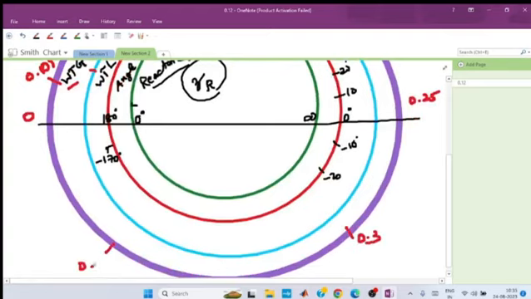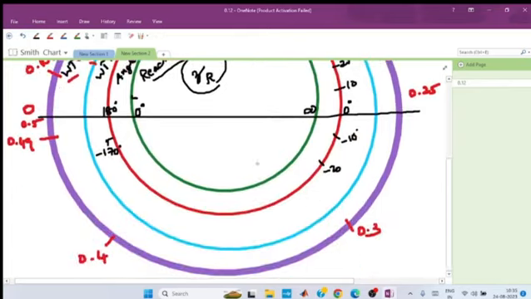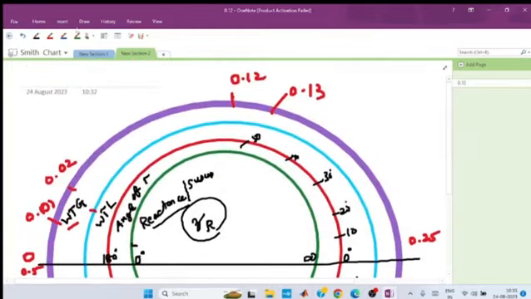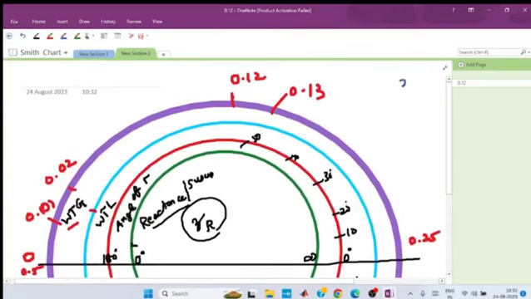For time being, let me mark the important values: 0.4 and here 0.49. After this, the value is again 0.5, right? So remember, guys, in the Smith chart the wavelength varies like this. One complete revolution of the Smith chart is equivalent to how many degrees? Obviously it is equal to 360 degrees, right?